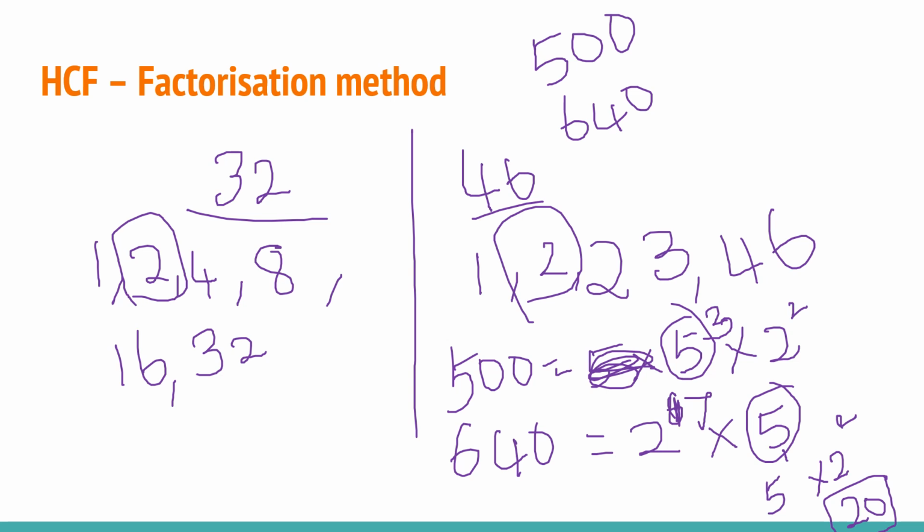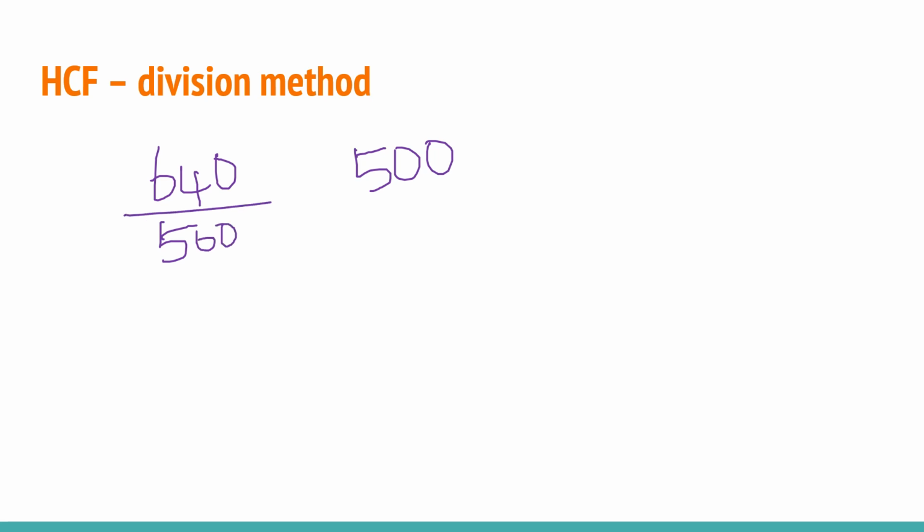Now there is another method, which is the division method. We can also call it the Euclidean method. It is very easy to find the HCF of 640 and 500 this way. We keep dividing the numbers. Divide 640 by 500, and we get 140 as remainder.